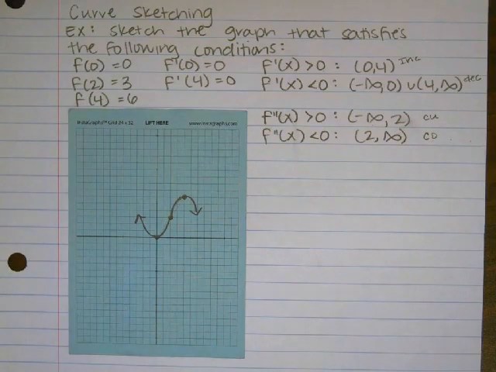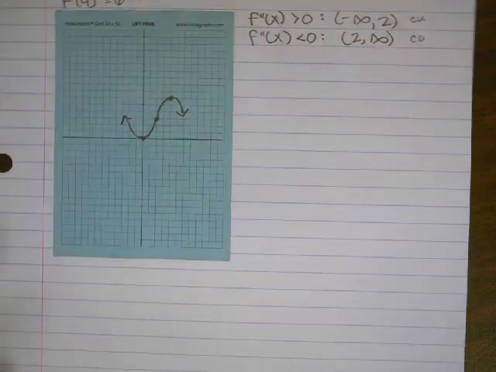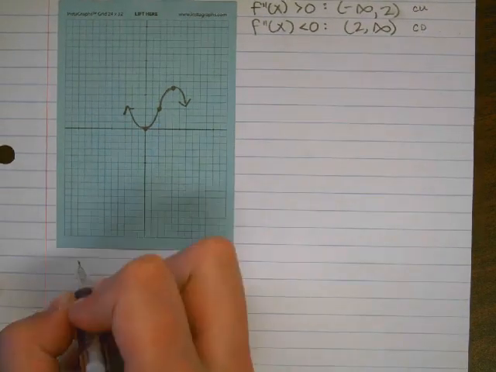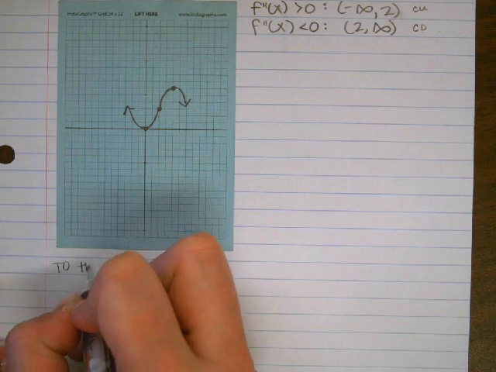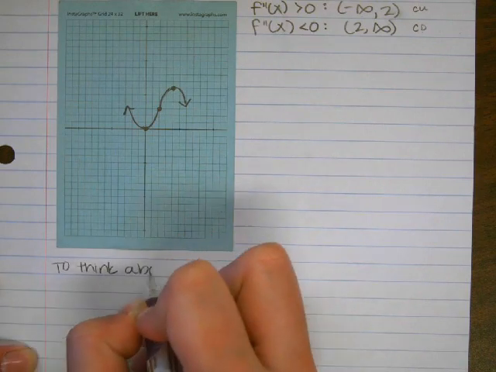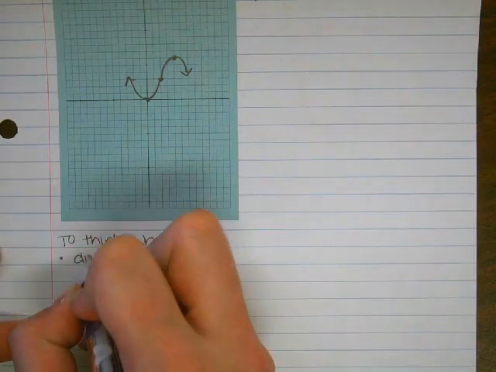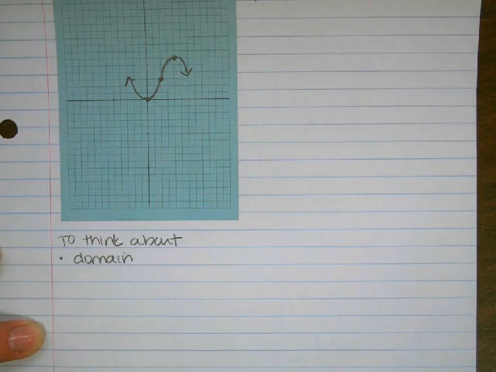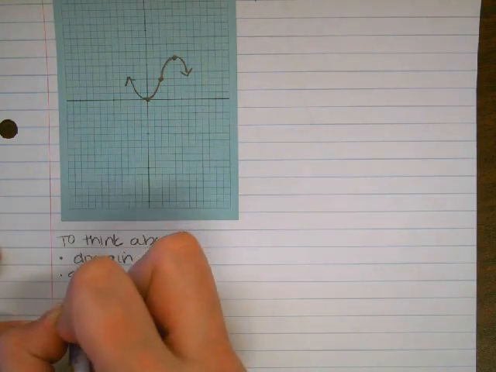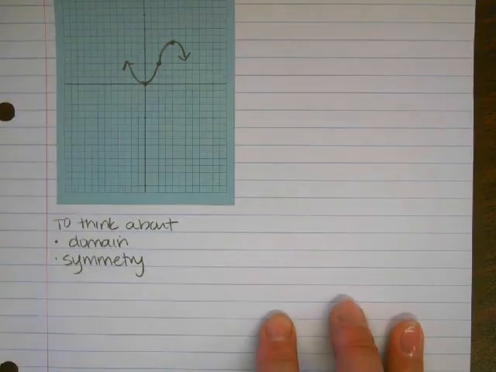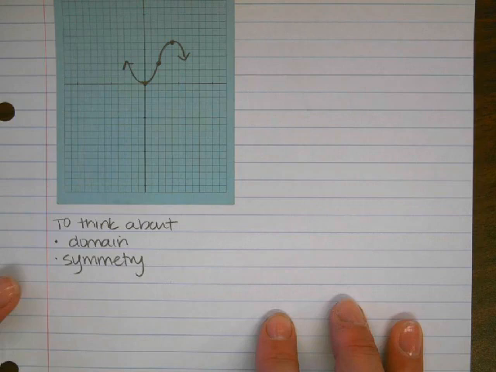Okay, so when we are actually looking at our curve sketching problems, there are things that we need to think about. There are things that we need to actually check and write down information for. Okay, so two things to think about. One is the domain of the graph, and the other is symmetry of the graph. So if you know a graph has symmetry and you draw one side of it, then that can help you draw the other side. So that's definitely something to keep in mind.